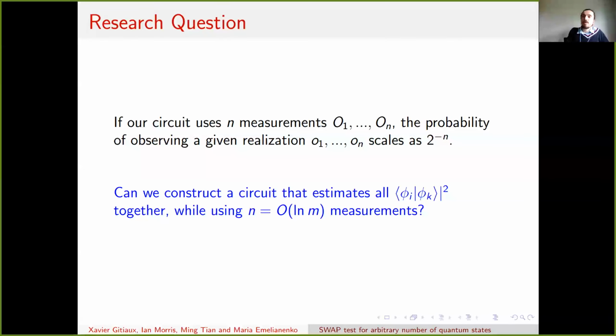And especially, we're going to try to use a number of measurements that is the logarithm of the number of vectors. If this is in the order of a logarithm, it means that the probability will scale as 1 over m, which is much better than, for example, if I were using m measurements, where I would scale as 1 over 2 to the m, which is a very tiny number, and I would need an order of magnitude 2 to the m repetitions, which is a lot and could be too much.